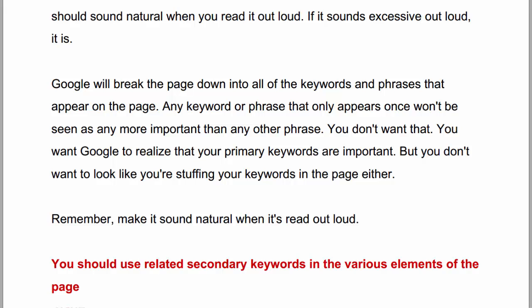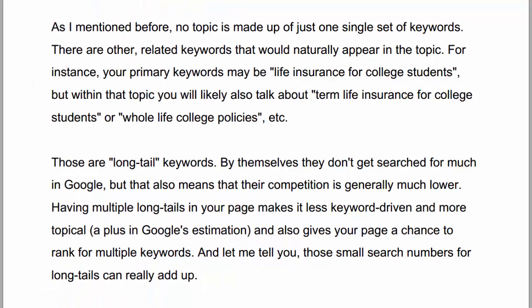Number 8. You should use related secondary keywords in the various elements of the page. As I mentioned before, no topic is made up of just one single set of keywords. There are other related keywords that would naturally appear in the topic.